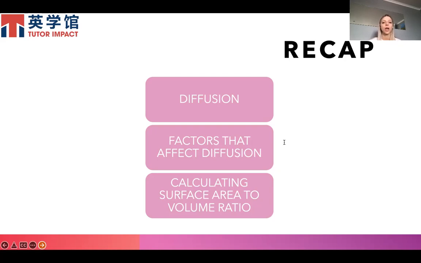Now, I hope this video has proven useful. It's a real introductory video into the area of diffusion, and there is a lot more out there, especially in terms of examples and special adaptations that you can research up on.